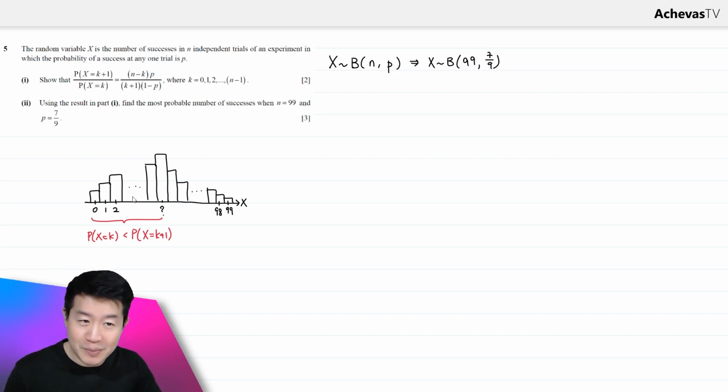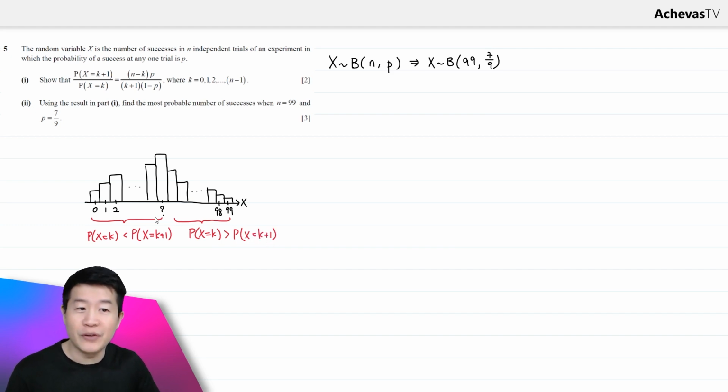Okay, so for this part of the graph, you realize that the probability of the number of successes is going to be smaller than the probability of the next number of successes, which is bigger than the previous one. So the probability that x is equal to k is going to be less than the probability that x is equal to k plus 1. And for this portion here, after the maximum possible probability is reached, you will realize that the probability that x is equal to k is going to be more than the probability that x is equal to k plus 1.